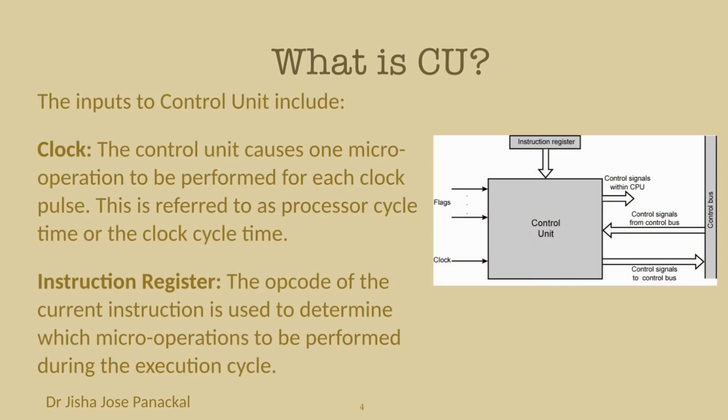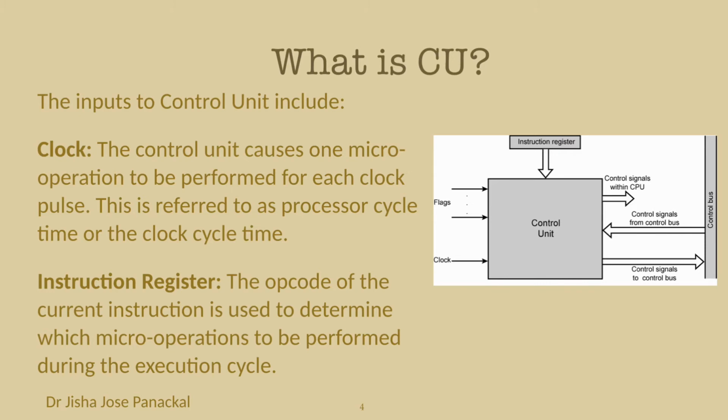Now we will see the diagram of the control unit. It has several input lines as well as output lines. The inputs include clock, instruction register, flags, etc. So we will see what a clock is. The control unit causes one micro operation to be performed for each clock pulse. This is referred to as the processor cycle time or the clock cycle time.